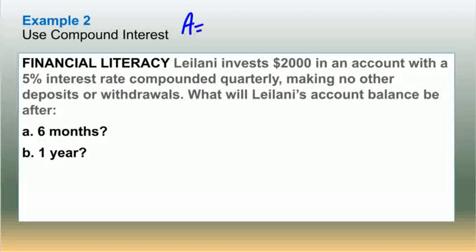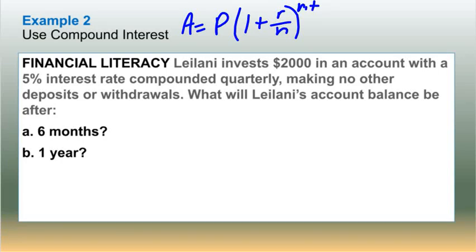Example 2 is now working with compound interest. Compound interest would be A equals P times (1 plus r divided by n) raised to the nt power. Elani invests $2,000 in an account with a 5% interest rate compounded quarterly, making no other deposits. What will her account be after 6 months?